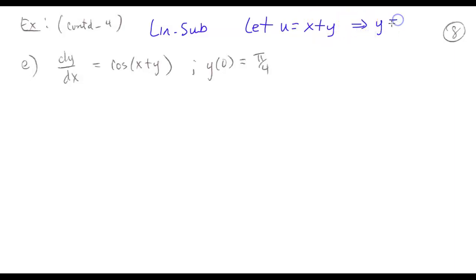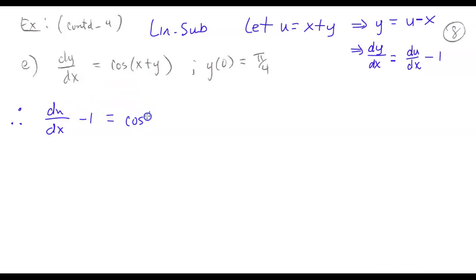Of course, that means if we solve for y, that's going to be u minus x, which implies that dy over dx is going to be du over dx minus 1 when we take the derivative of both u with respect to x and x with respect to x. So now that we have all that here, dy over dx is just du over dx minus 1. Cosine of x plus y is just cosine of u.